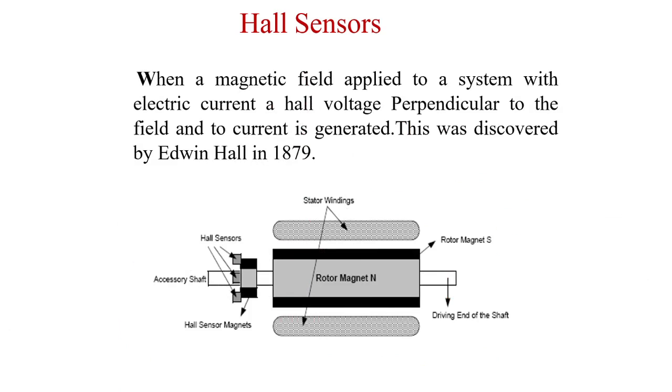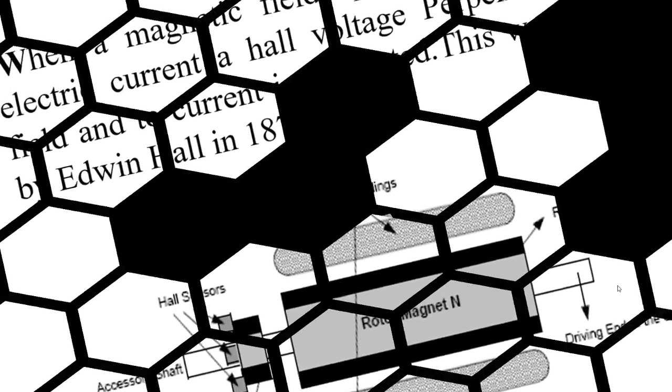When a magnetic field is applied to a system with electric current, a Hall voltage perpendicular to the field and to the current will be generated. This was discovered by Edwin Hall in 1879. In this diagram we can see the stator windings. This is the rotor magnet, these are the Hall sensors, this is the shaft, these are the Hall sensor magnets, and this is the driving end of the shaft.